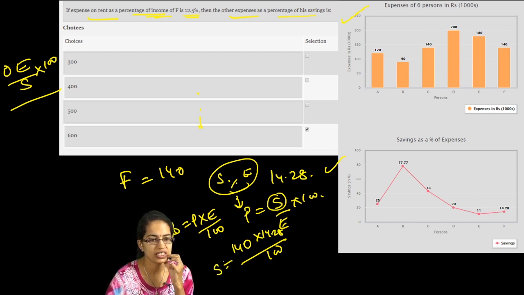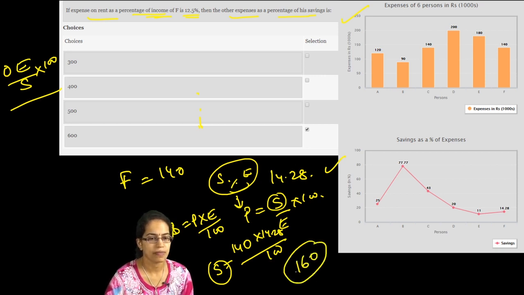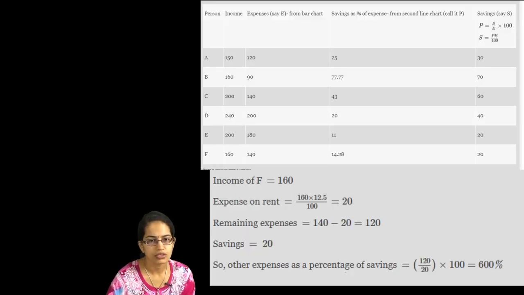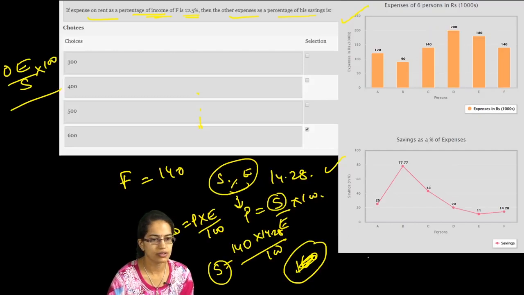Now since I have the savings, let's assume I solve this and my savings comes out to somewhere around 160. Or let's say my saving comes out to not be 160, that won't be possible, so it would be 14, whatsoever the number is. Let me move on. So this value comes out as 20. Now this saving comes out as 20.